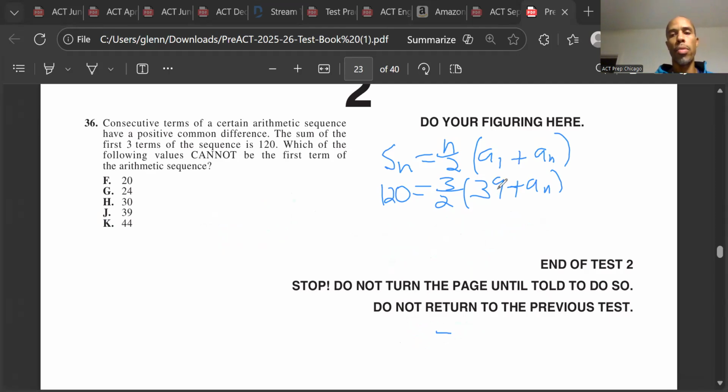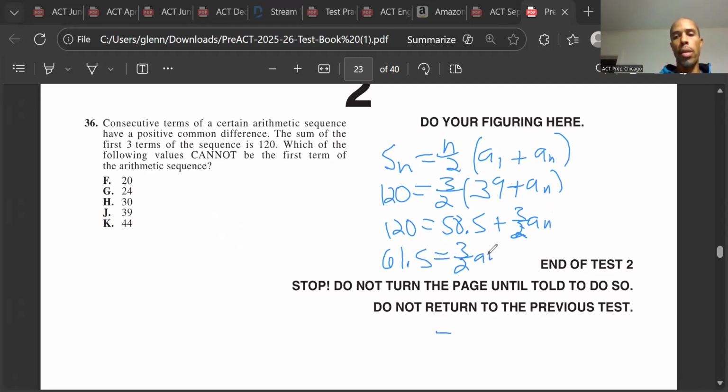39, we said was going to be what? 39 times 3 divided by 2 was 58.5. So we got 120 equals 58.5 plus 3 over 2 a to the n. Oh yeah, that's going to be a problem. I can see it already. So when we subtract 120 from that, we got 61.5. So we got 61.5 is equal to 3 over 2 a to the n.